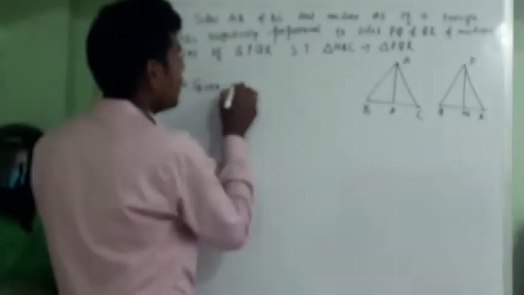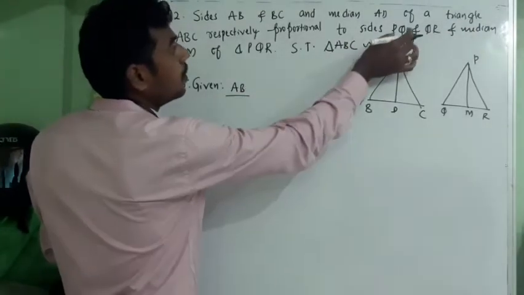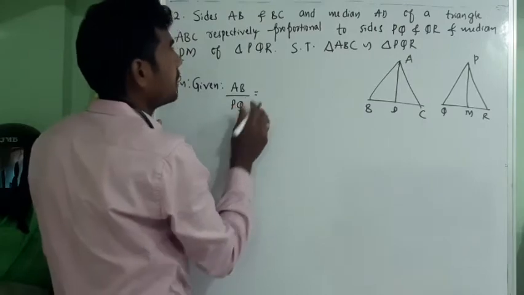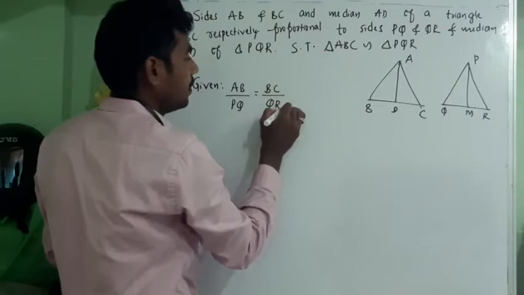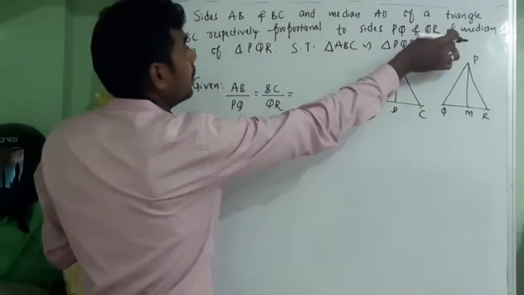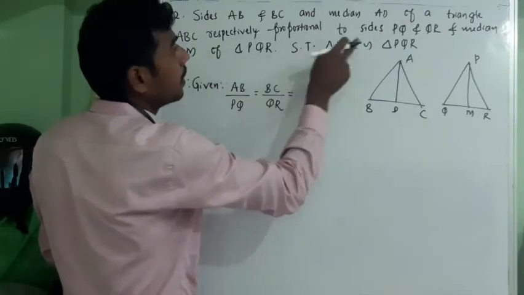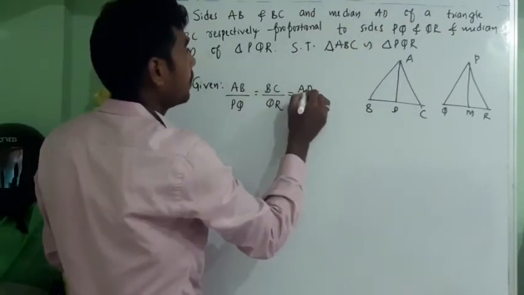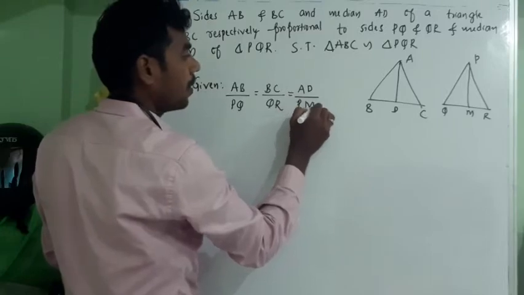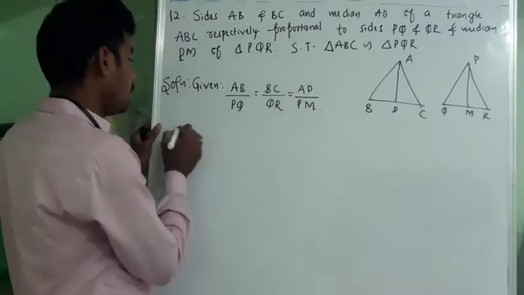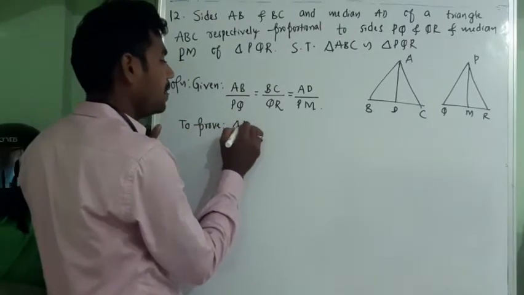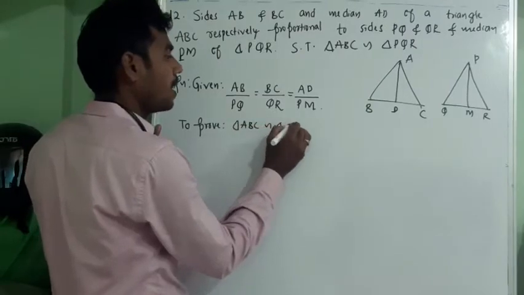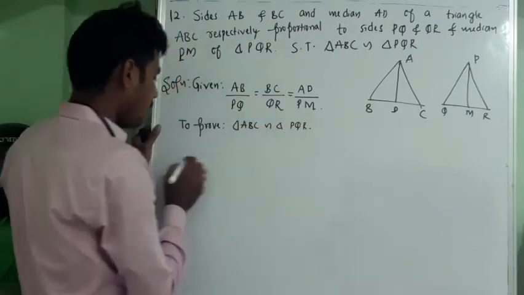What is given? AB is proportional to PQ. Next, BC is proportional to QR. Then where is AD? AD is proportional to PM. Okay, what do we require to prove? To prove triangle ABC is similar to triangle PQR. Now we'll write down the proof.